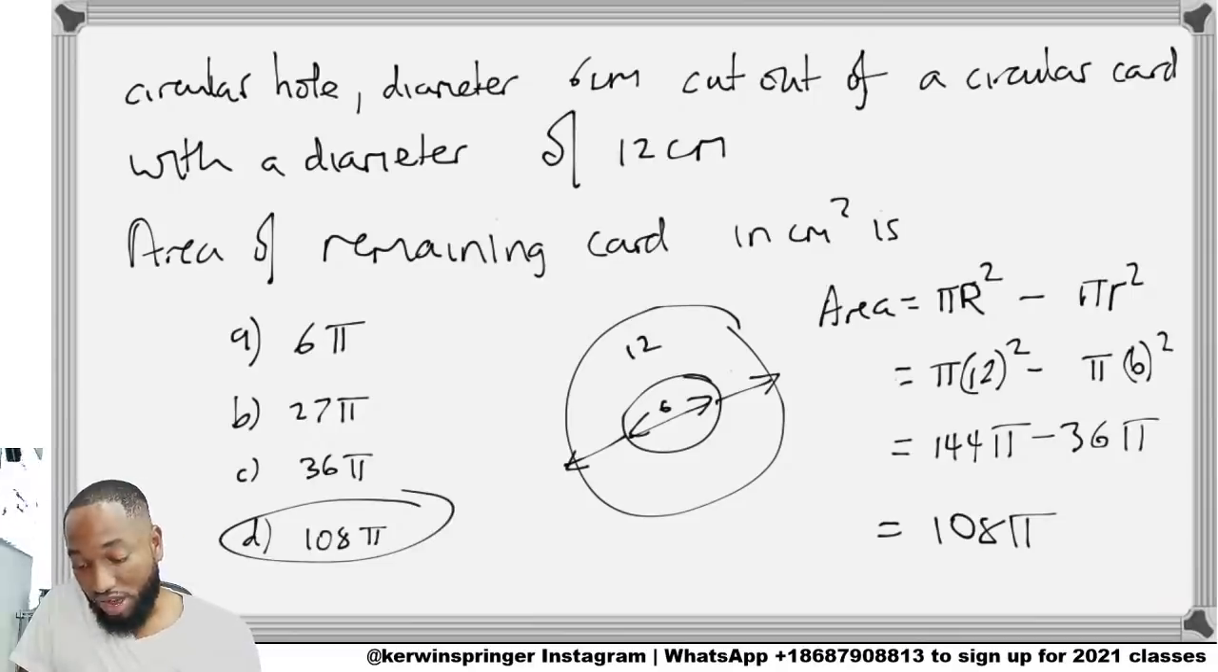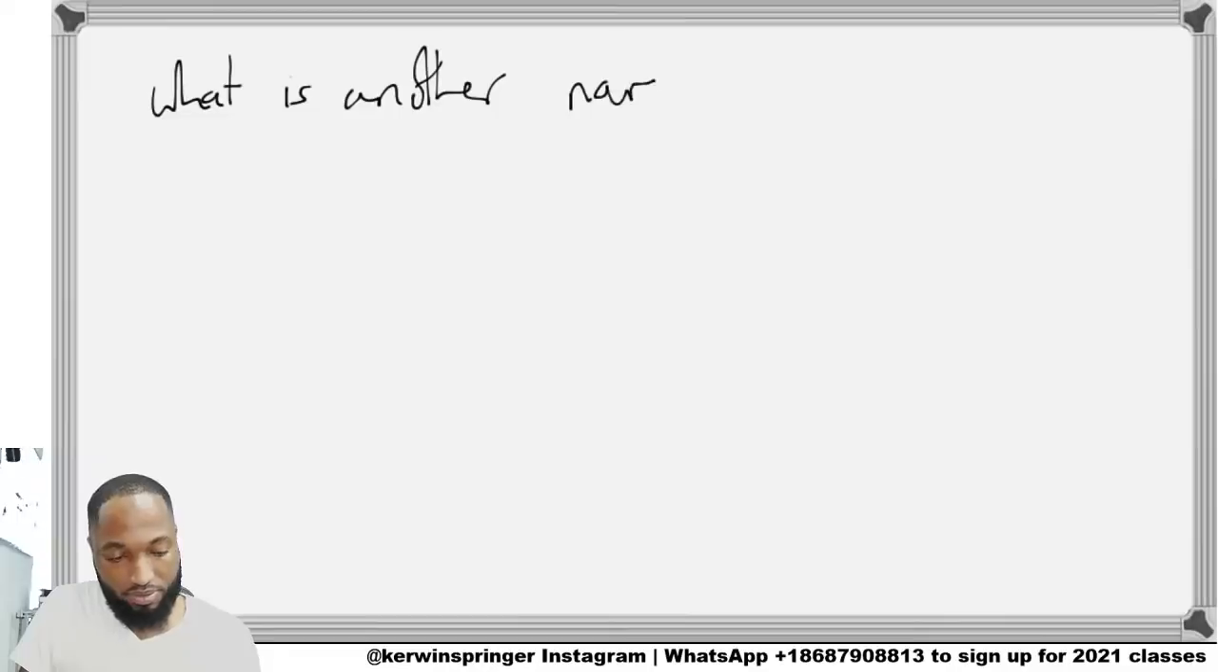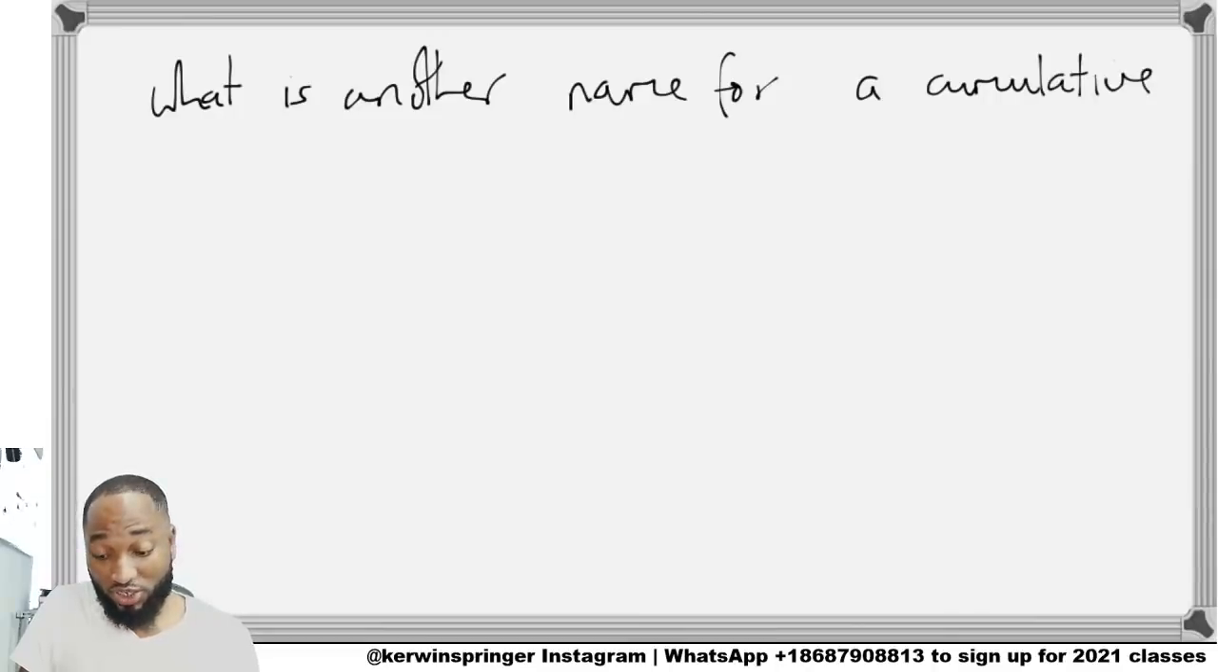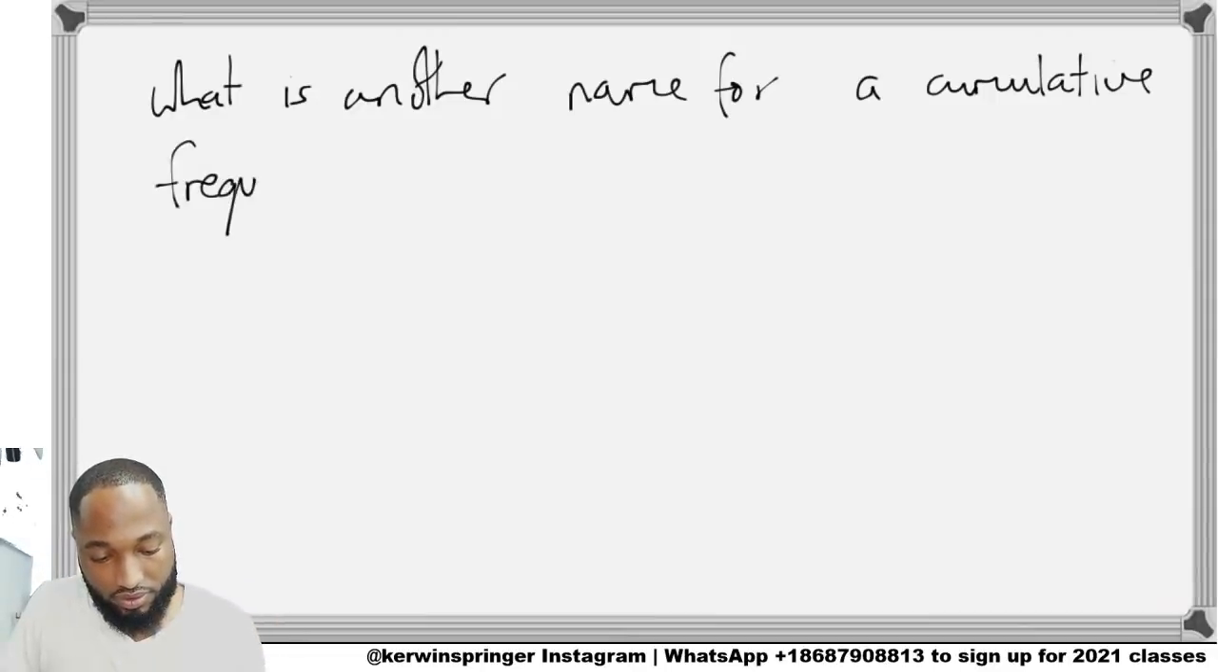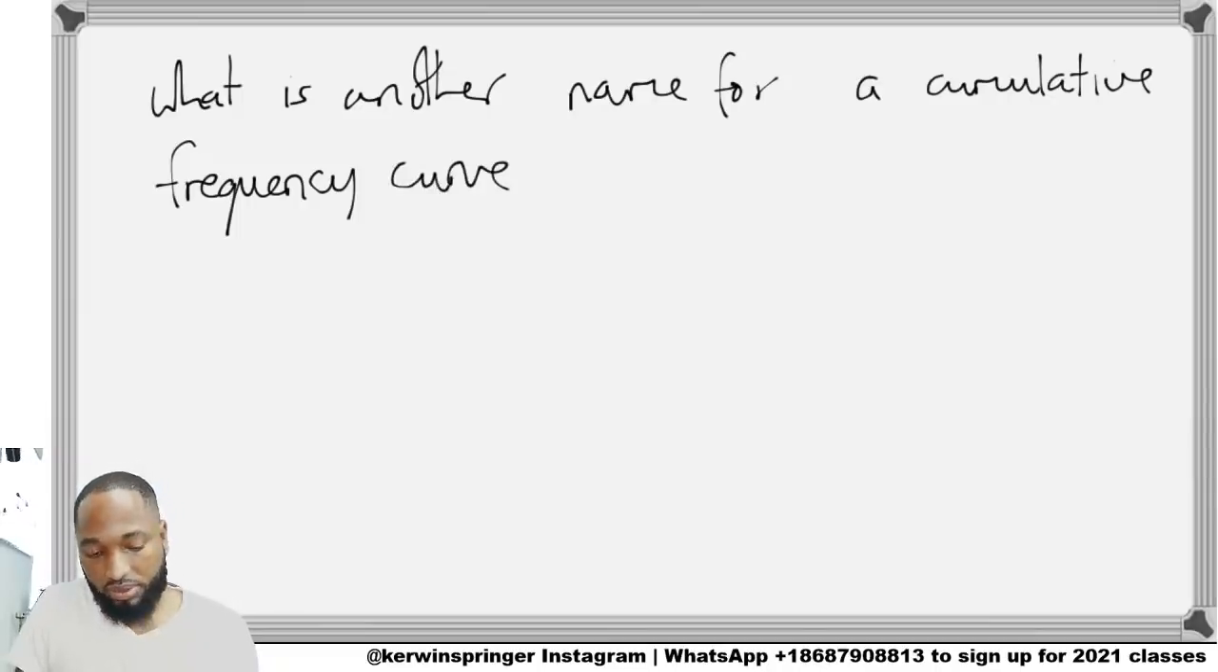Right now I'm like a radio host. This is out of the question bank. I know it. A teacher copied that question out of my question bank. What is another name for a cumulative frequency curve? I see my question bank floating in all these strange places. If you want to get your hands on that book, just go on my website, kerwinspringer.com, and if you have a credit card connected to PayPal, you can buy it.